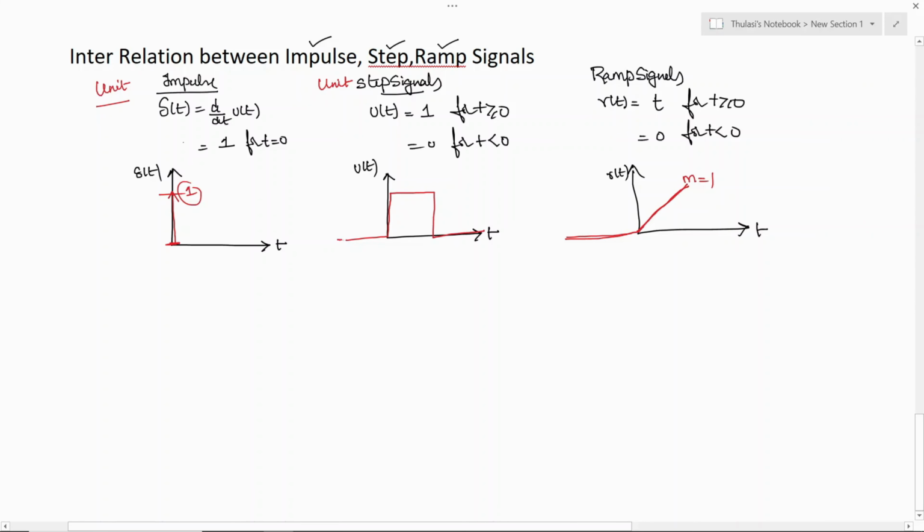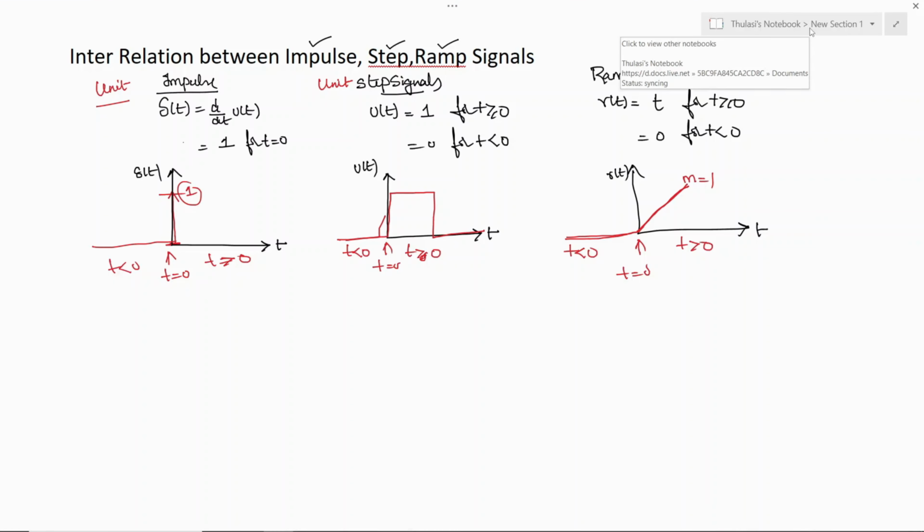Okay, so this is the signal for t greater than or equal to 0. This is at t equal to 0, this is t greater than 0, and this is t less than 0. This signal is available only at t equal to 0. When t is greater than 0 or t is less than 0, the signal is not available. Here also, at t equal to 0, the signal is available only when t is greater than 0, and for t less than 0 the signal is not available. This is the overall view of the signals.